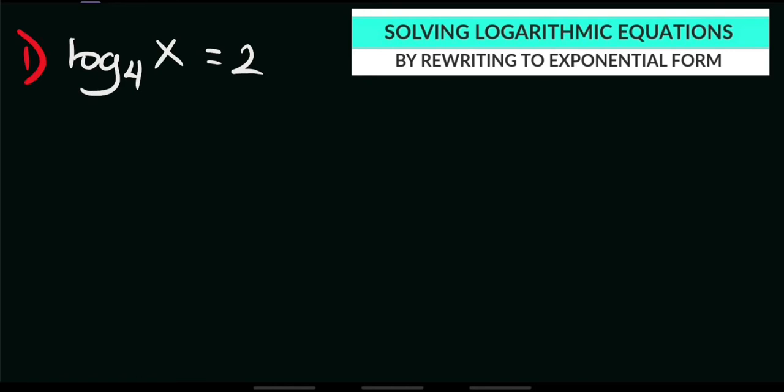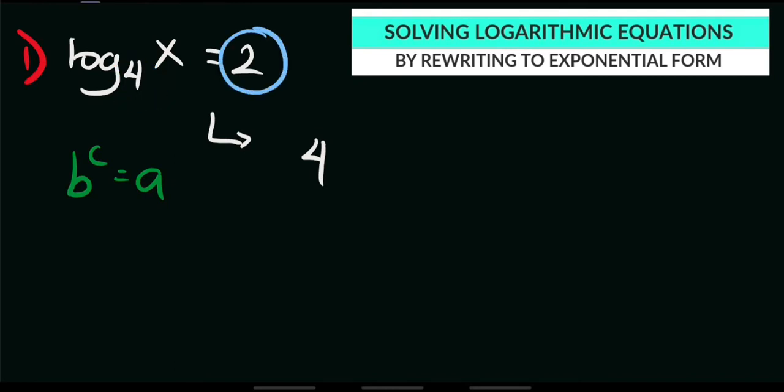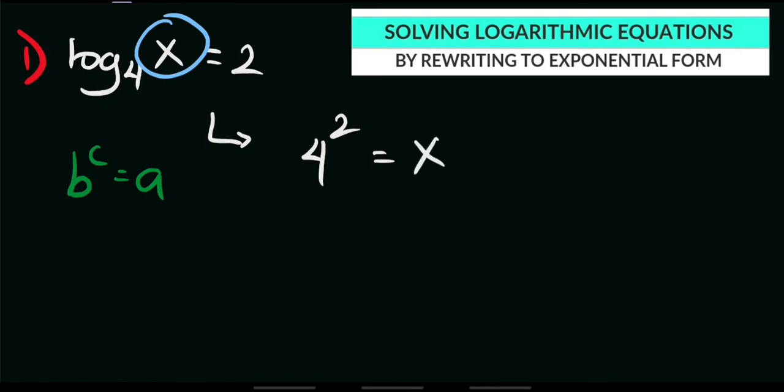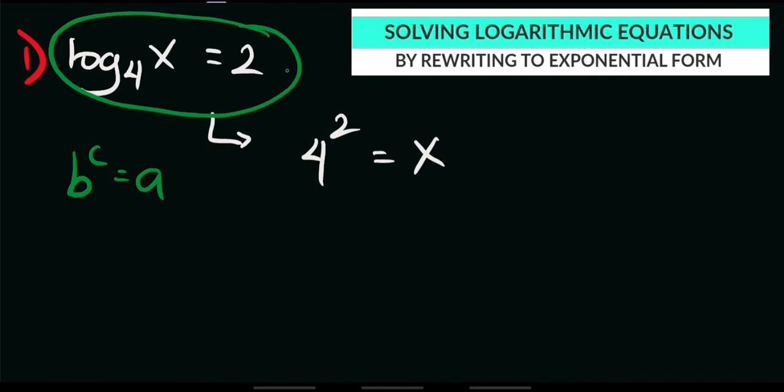Number one is to copy the base. Since the form for exponential is b raised to c equals a, we have 4 as the first number. So for its exponential form, we have 4 raised to an exponent. We have this exponent as the outer value for the logarithm, that is 2, so 4 squared, and that is equal to this value, x. So that means we have 4 squared is equal to x as the exponential form of this given logarithmic form.